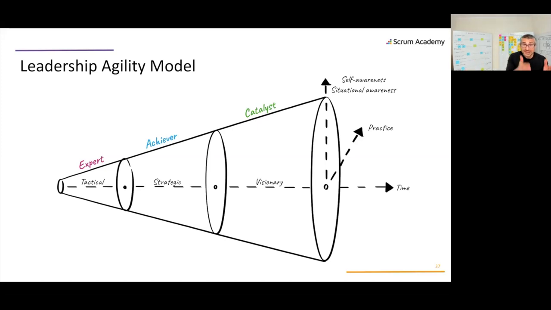So if you're by default an expert leader and you don't even have the awareness that there are other ways to lead people and organizations, there's no chance that in a situation where it would be appropriate to act as a catalyst, you can act as a catalyst. But if you've built that capability, that skill set, you can decide in every given situation: am I going to be a catalyst? Am I going to be an achiever? Am I going to be an expert?